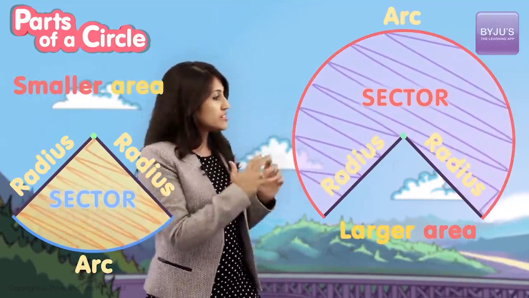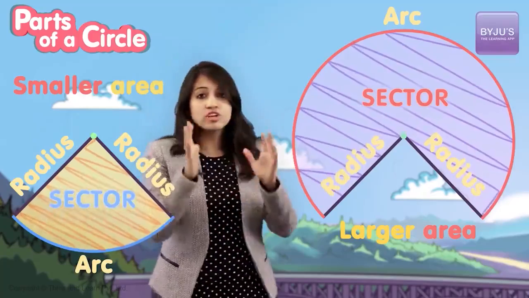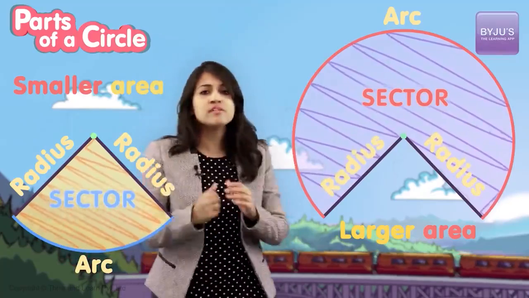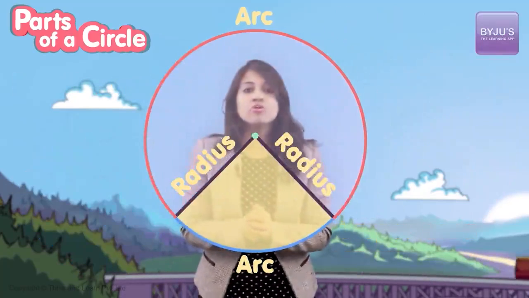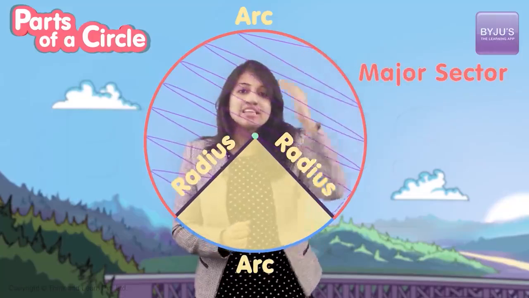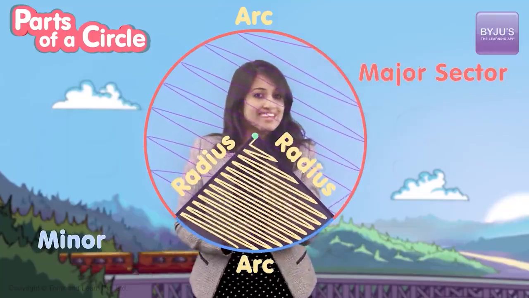So when you and I discuss the sector of a circle, so that we don't get confused about which sector we are talking about, we give them some very obvious names. So this one, the bigger one, is called the major sector, and the smaller one is called the minor sector.